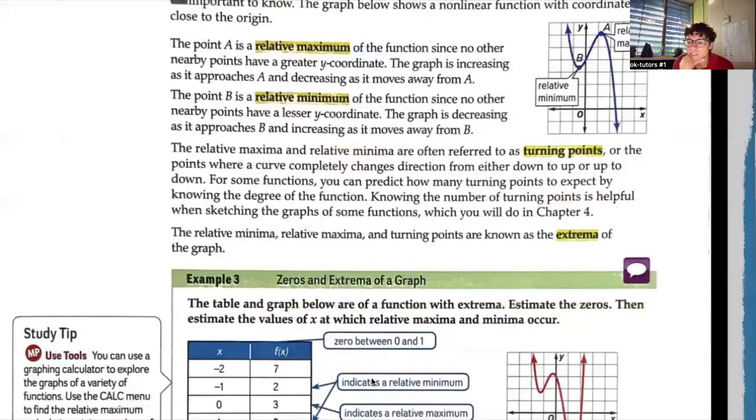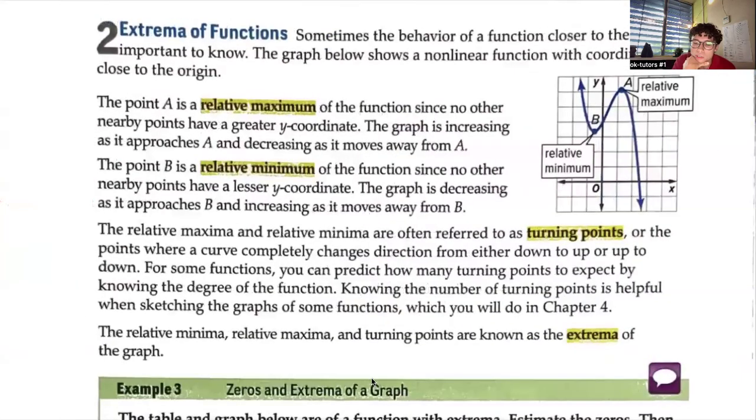Now, in these, we have extrema of functions. Sometimes the behavior of a function closer to the origin is important to know. The graph below shows a nonlinear function with coordinates close to the origin. Now, this is so easy. Look, relative maximum means the highest point of the graph, and relative minimum means the lowest point of the graph. So in this case, this is relative maximum, and this is relative minimum.